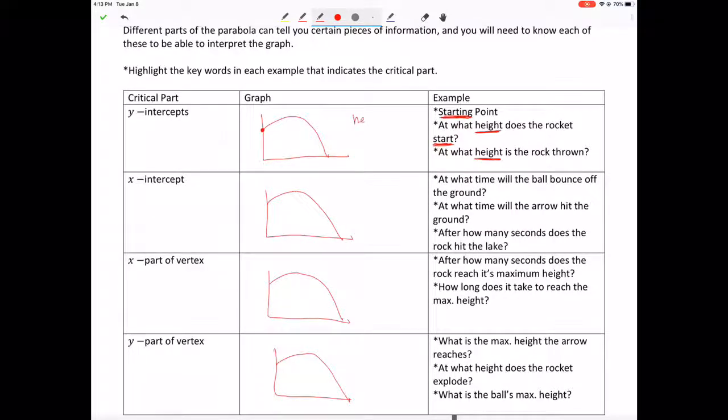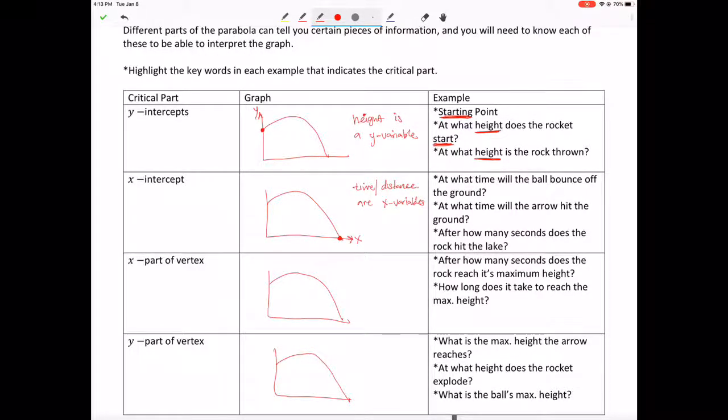Okay, height is a y variable. So whenever we talk about height, we're talking about y. Whereas the x-intercept, like here, where it crosses the x-axis, we are talking about time or distance. Okay, those are x variables.